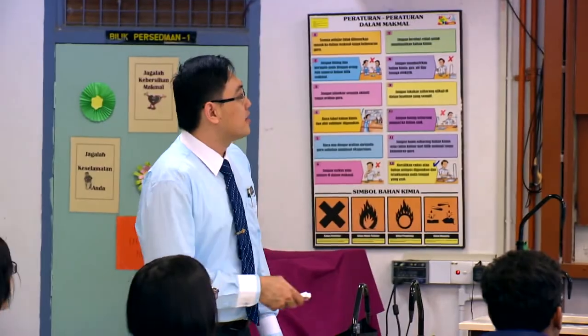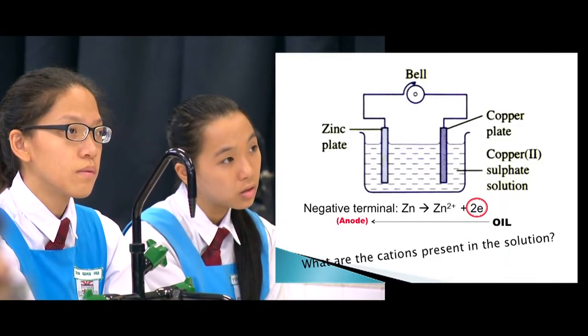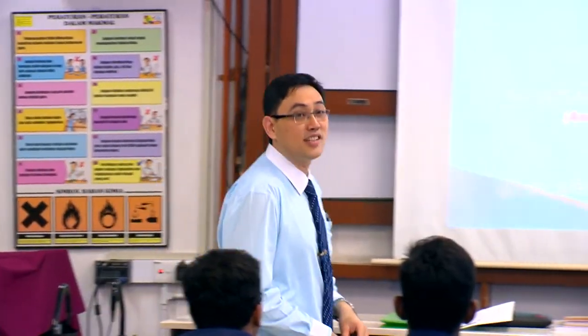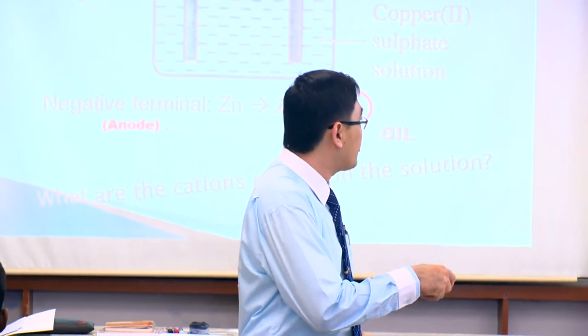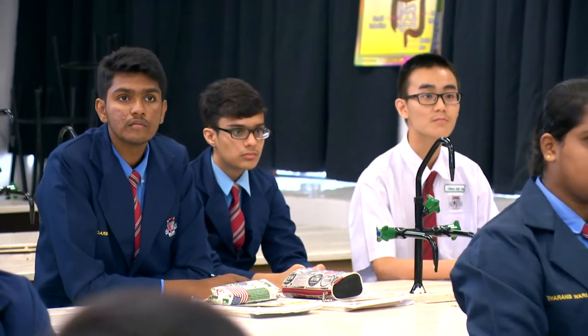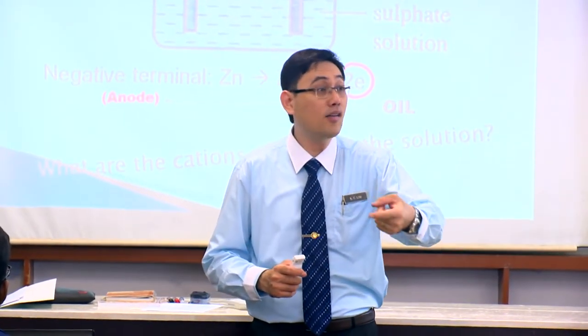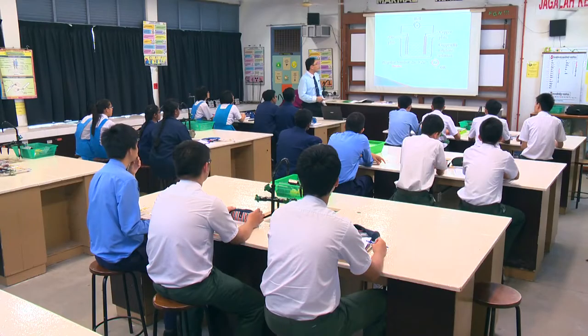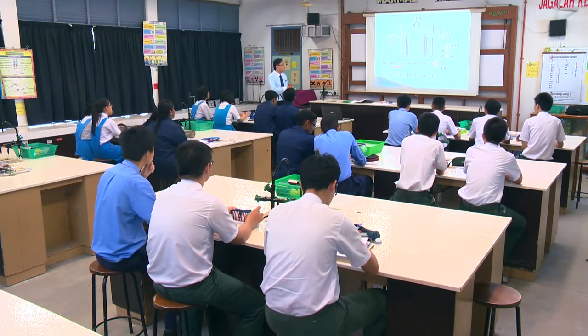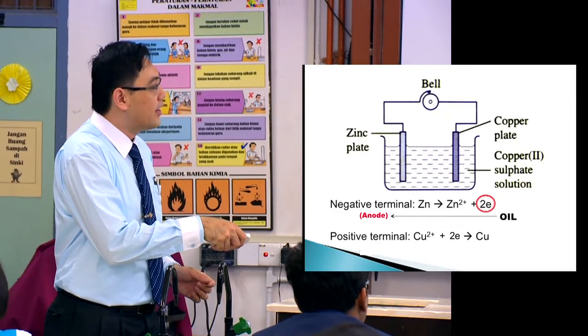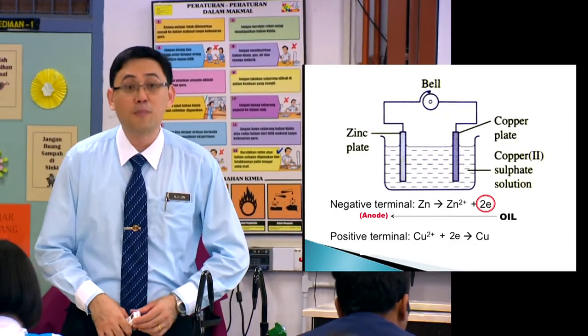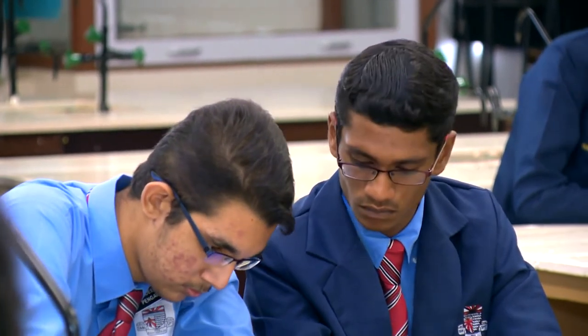Right, then next one. What are the cations present in the solution? Anybody can give me the cations present in the solution? Okay, Nanzhen. Copper 2 ion and hydrogen ion. Thank you. Among the copper ion and the hydrogen ion, let's have a look at the electrochemical series. Copper and hydrogen, which one is located at the bottom? Copper. So who is going to receive the electron, copper ion or hydrogen ion? Copper 2 ion will receive the electron. So how are we going to write down the equation? This Cu2+ will gain the electrons, then be turned into the copper atom. So help me to write down the answer for the equation.